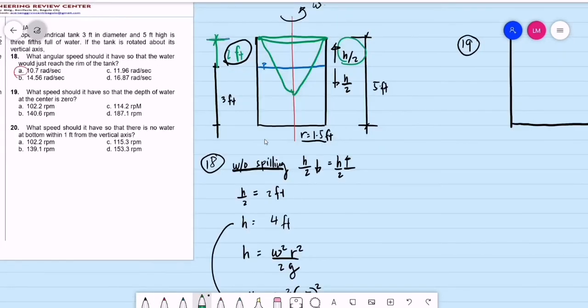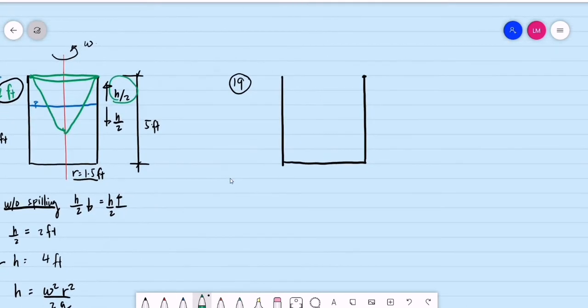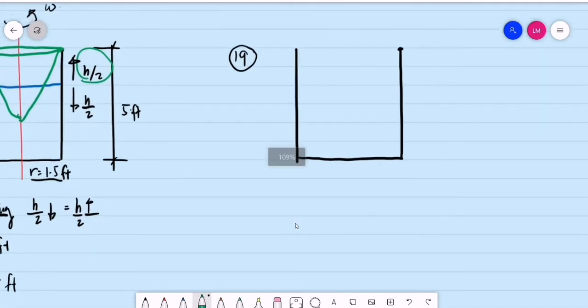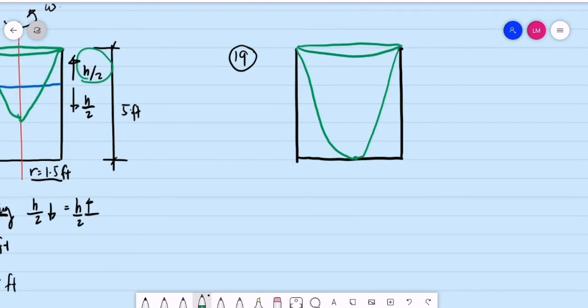For problem 19, what speed should it have so that the depth of water at the center is 0? What will be the appearance of the paraboloid for that case? Obviously, we may assume that the vertex of the paraboloid will be at the center of the bottom of the tank. So this is the appearance of the paraboloid.